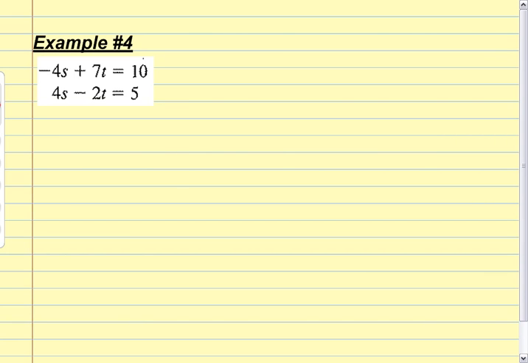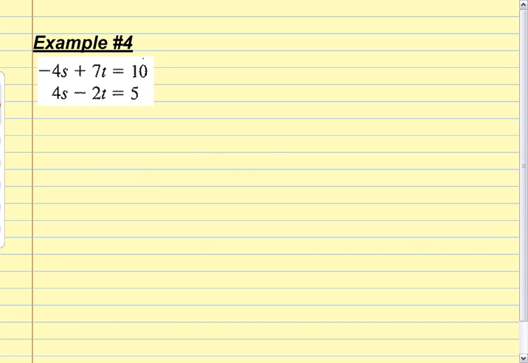Okay, folks, example number 4 here says negative 4s plus 7t equals 10, and 4s minus 2t equals 5. Okay, well, let's think about this. Do I have the same number in front of the s? Yes, I do have the same number in front of the s. Are they opposites of each other, or are they the same number? Well, they're opposites of each other.